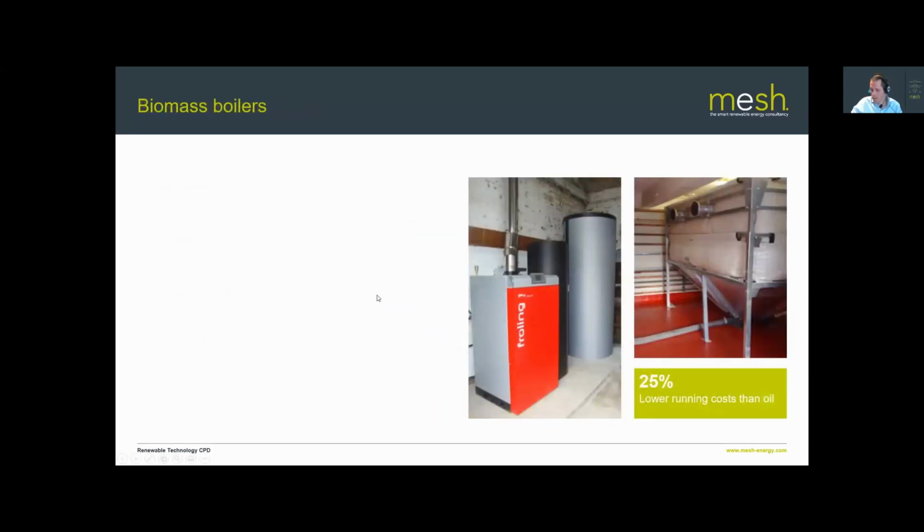Biomass boilers are probably something that we don't install or recommend very often, but they can be a good idea in some situations. They are particularly good if you've got a very large property which has plenty of external space for all the equipment and is very difficult to upgrade thermally, meaning that you do require the higher flow temperatures that a boiler will give you.